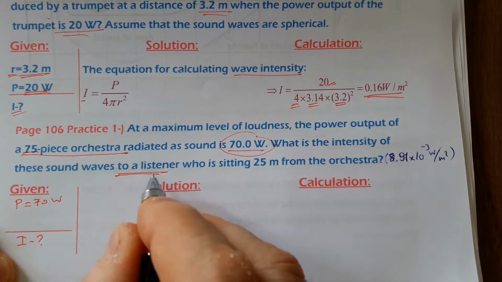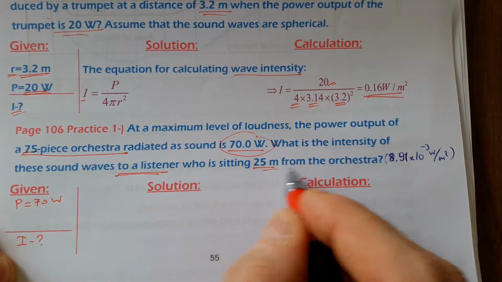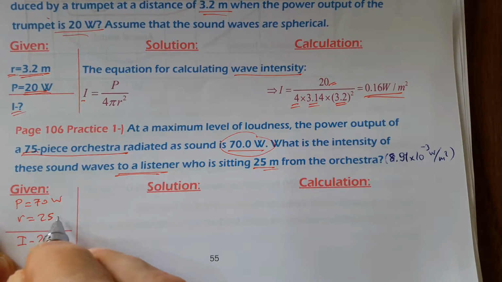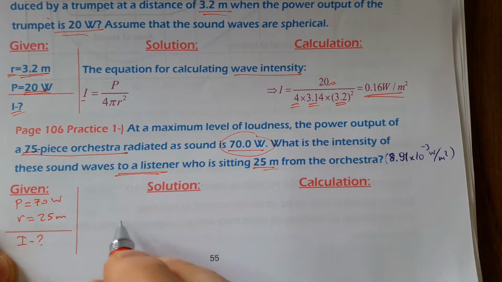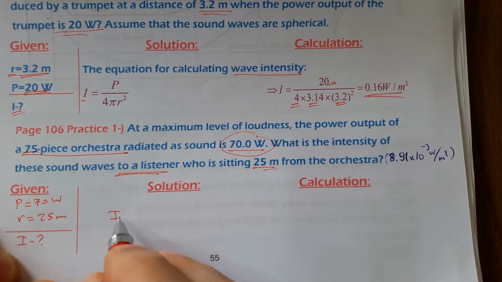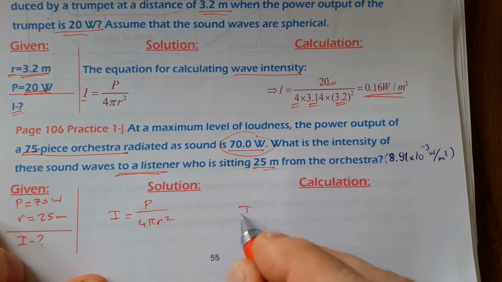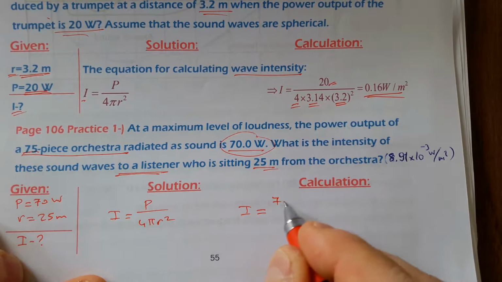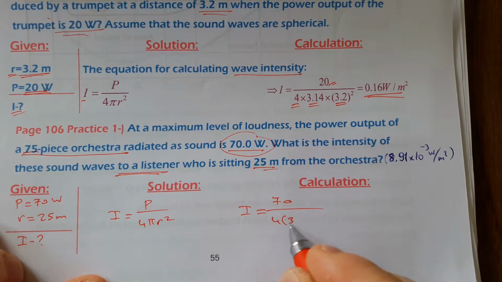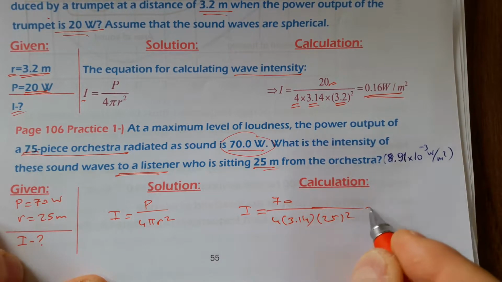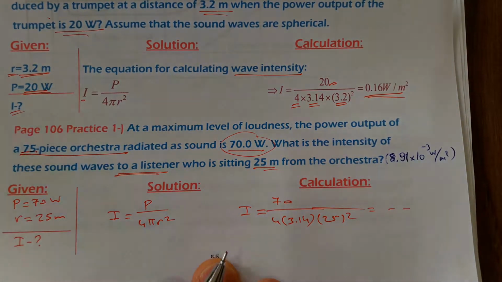To a listener who is sitting 25 meters from the orchestra, that is, 25 meters away from the orchestra. So we are going to calculate. The equation is very easy. It's power divided by 4 pi r squared. So simply you write that power is 70, 4 pi is 3.14, r squared, r is 25 squared. When you do the calculation, you are going to find the result.